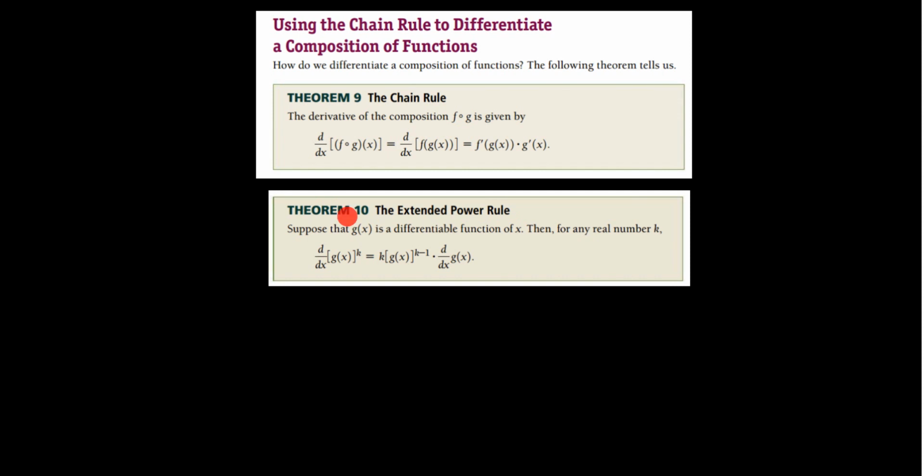So suppose that g of x is a differentiable function of x. Then for any real number k, if we have some g of x, which is going to be a composite function, raised to some k power, what you're going to do is pretty much what we know about differentiating. We're going to move the k out front, and then we're going to reduce the exponent by 1.